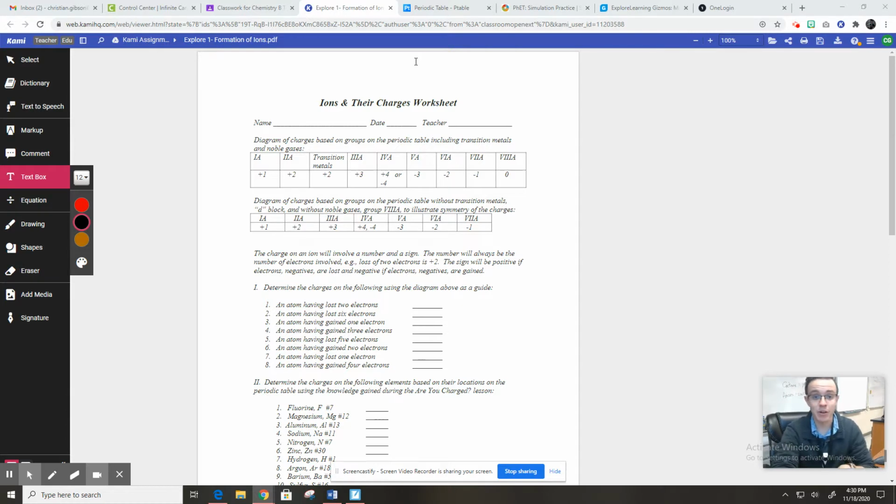So I would get a periodic table pulled up super fast, and from here on out, pretty much every assignment we do, you're probably going to need a periodic table, because everything we do really does hinge on the periodic table from here on out. I don't know that you could complete this assignment without it. So go ahead and pause the video and get that pulled up if you need to.